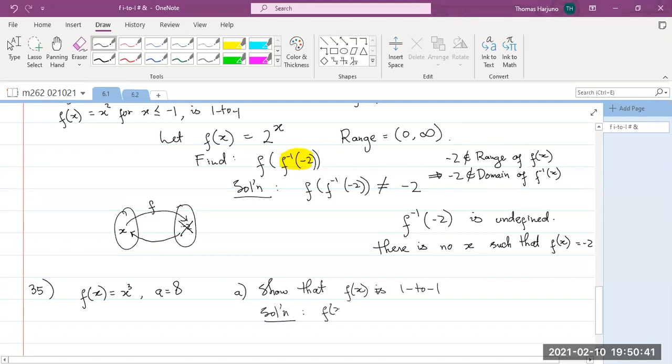Okay, solution. First, f(x) equals x cubed, which is a monomial, which is a polynomial, right? So f(x) is continuous on all real numbers.